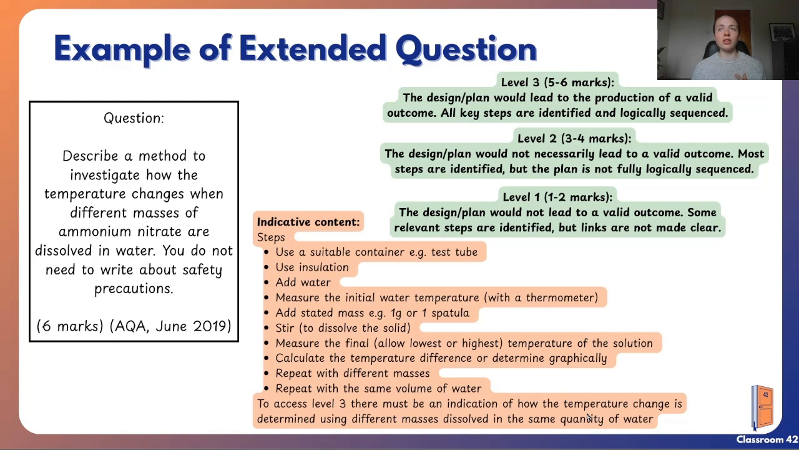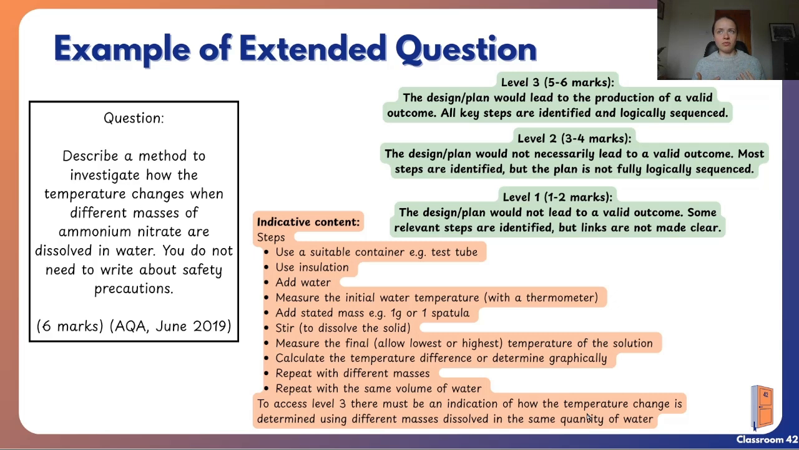And essentially for your level 3, you need to create or describe a plan which would lead to the production of a valid outcome. So the steps are identified and logically sequenced. So you don't start with how you're collecting data and then go to your variables at the end. You really want to be writing about your hypothesis and variables at the start, and then your data collection throughout your method.